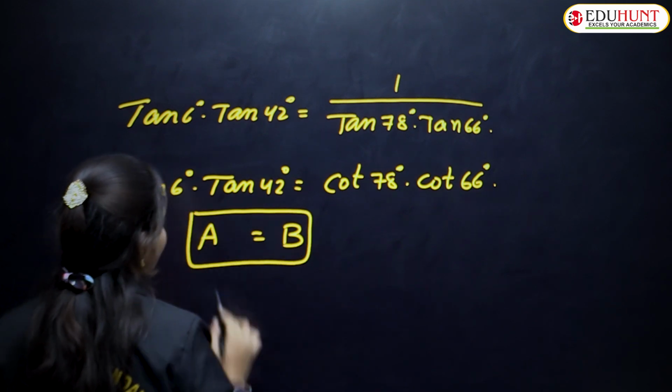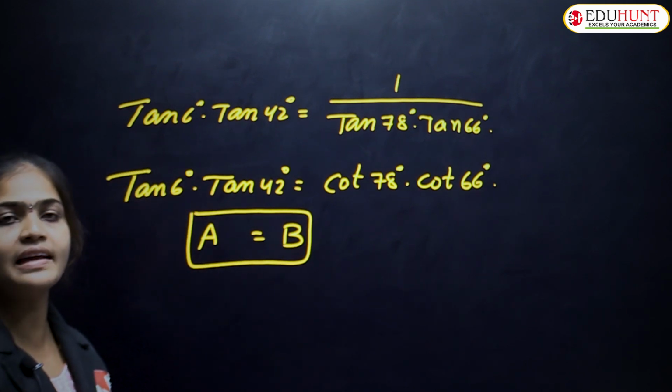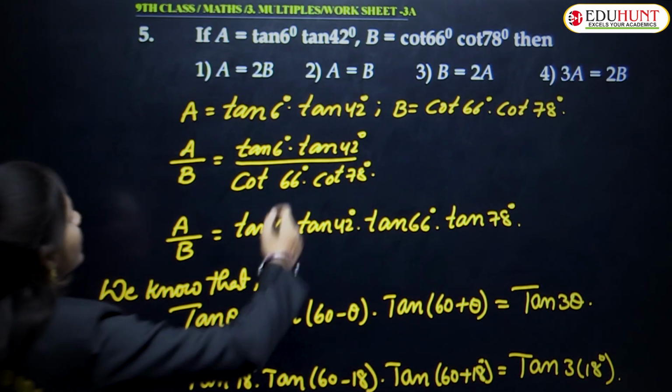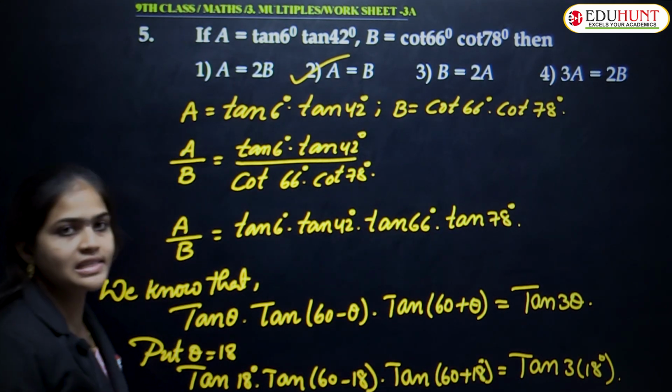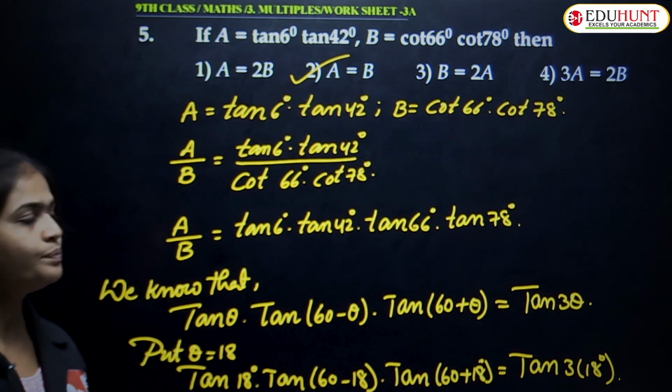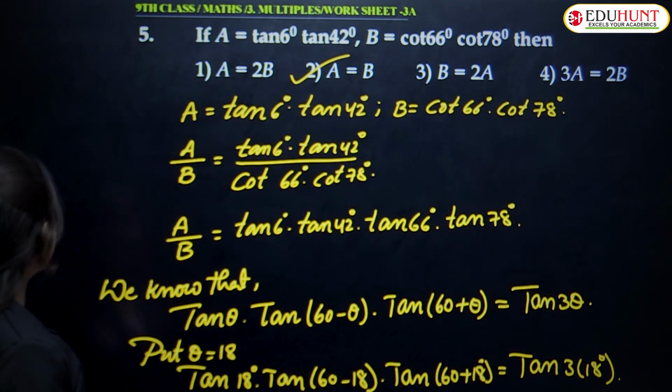Okay, so what is the condition here? The condition is A is equal to B, which means those two are equal. So which option is correct here? Option 2 is correct. Am I clear to you? Yes. So let us see the sixth question.